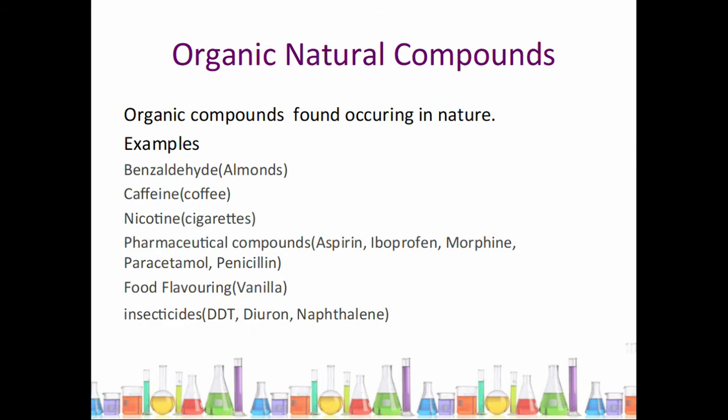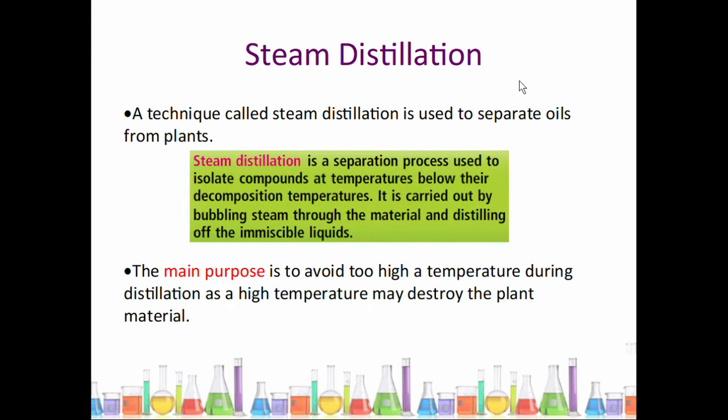On to the final part of this chapter then is organic natural compounds. As the name might suggest, natural organic compounds are compounds that are found occurring in nature. There's a list of examples here. So for example, almonds, you can extract benzaldehyde from them. Coffee, you can extract caffeine from it. And so what we're going to do in this section now is to look at how that happens. And the example we're going to look at is extracting eugenol or clove oil from cloves. And the way that we do that, the method is steam distillation.